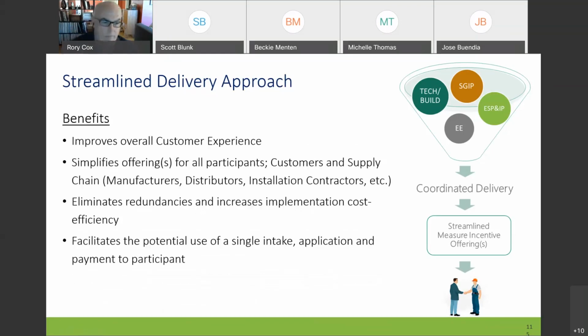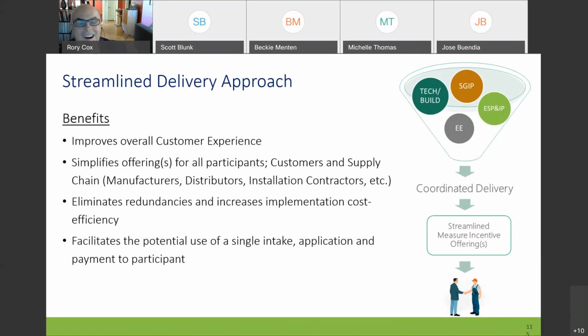So these are the benefits. First and foremost, we want to improve the overall customer experience. We want it to be simple to understand and consume and to make that decision as simple as possible. We want to simplify the offerings for all the participants, the customers and the supply chain. Again, that includes the manufacturers, the distributors, the installation contractors, and so on. It eliminates redundancies and increases implementation cost efficiency, meaning if there are administrative or system costs, they could be spread out amongst the different programs, so each program is not bearing those costs.